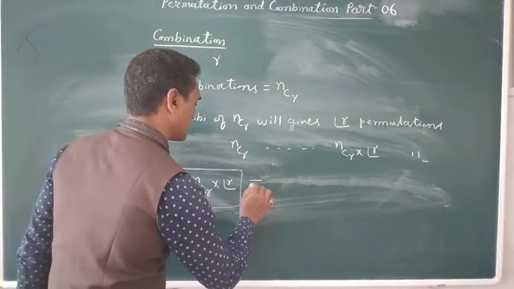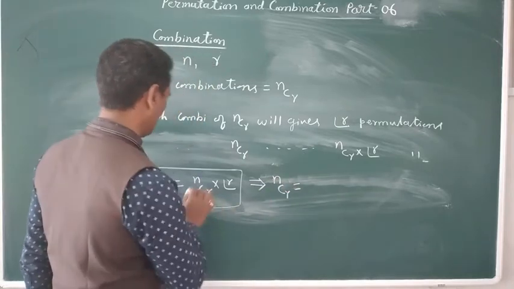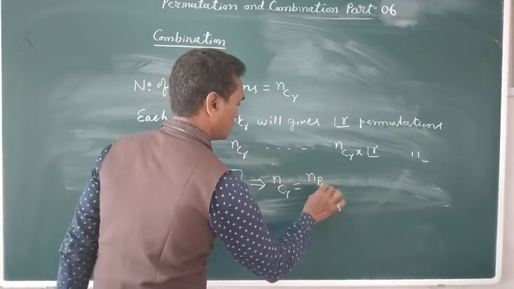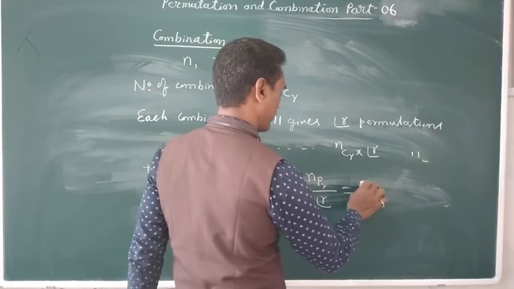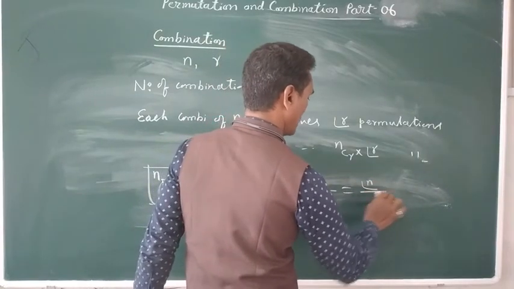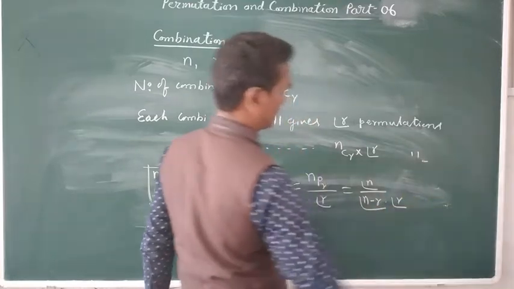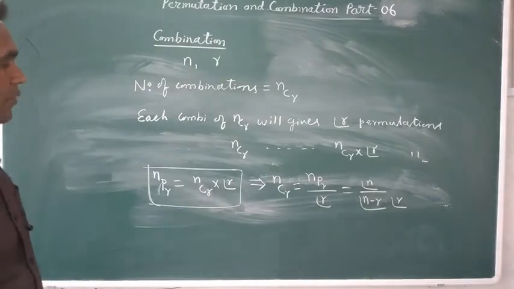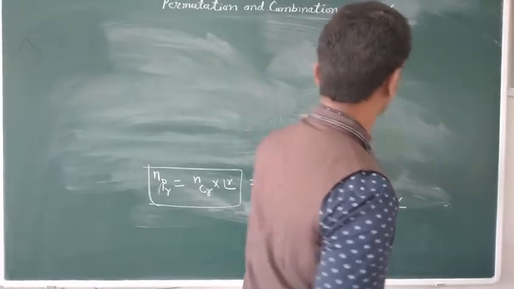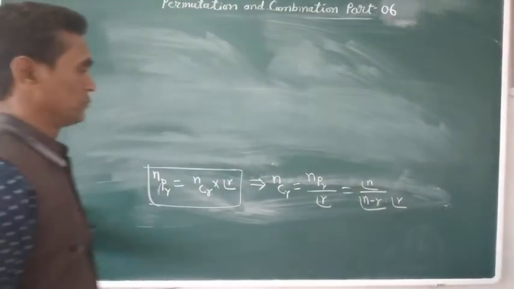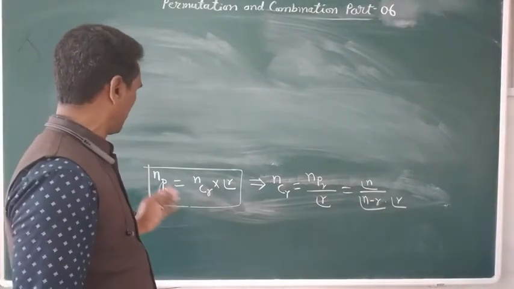If you find the formula, nCr is equal to nPr divided by factorial r. And for nPr we have the formula factorial n divided by factorial n minus r. So this is the formula for the number of combinations of n different things taken r at a time. The proof is not important for you, but the formula you have to remember.